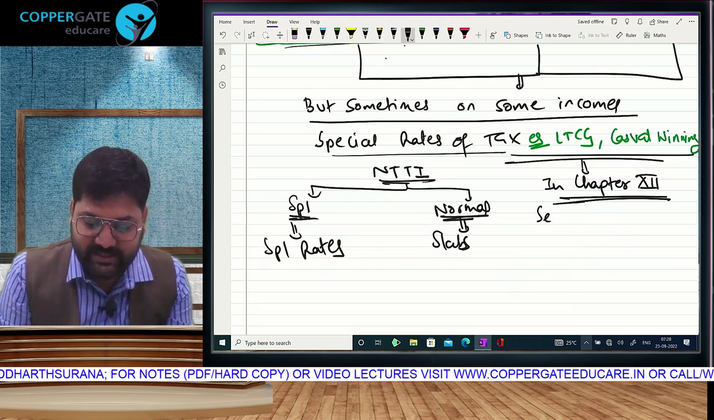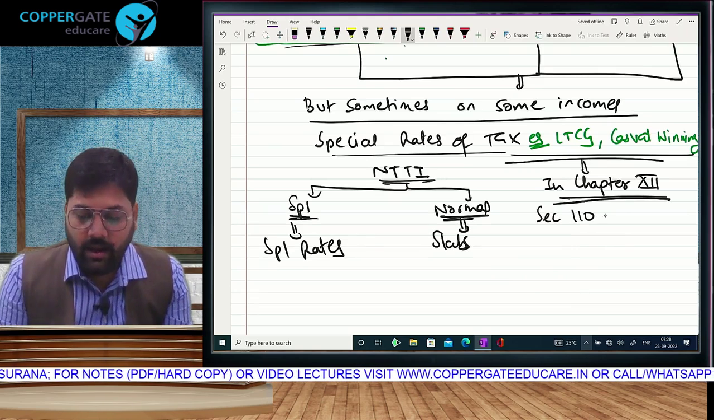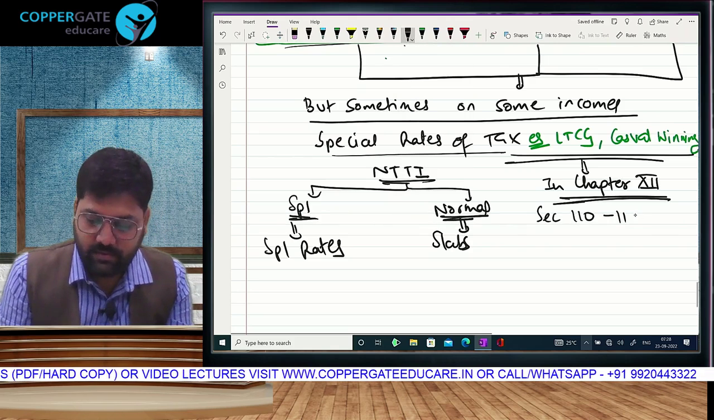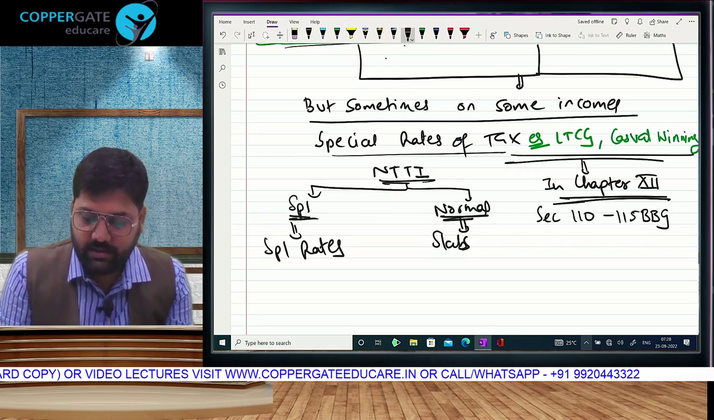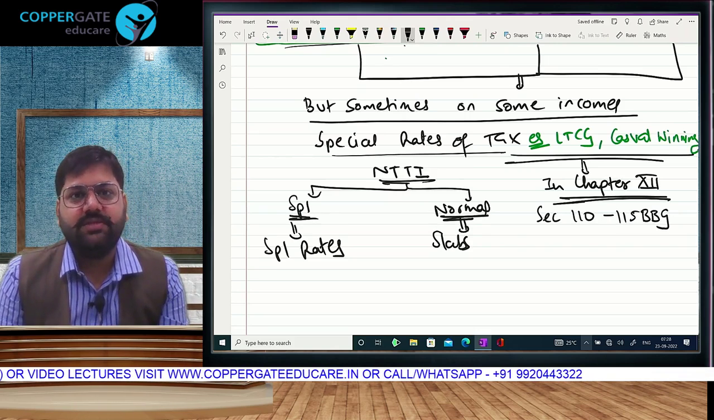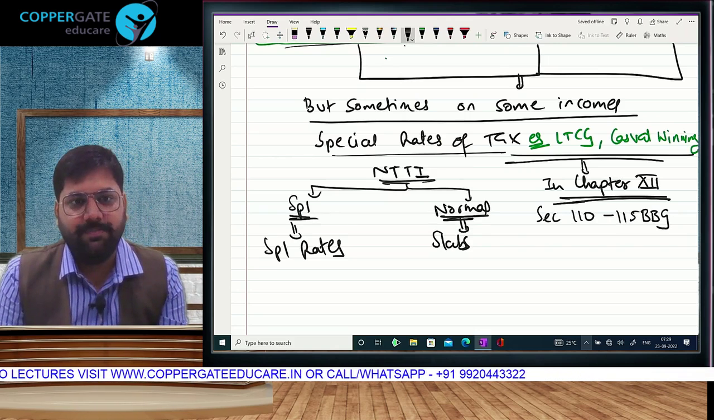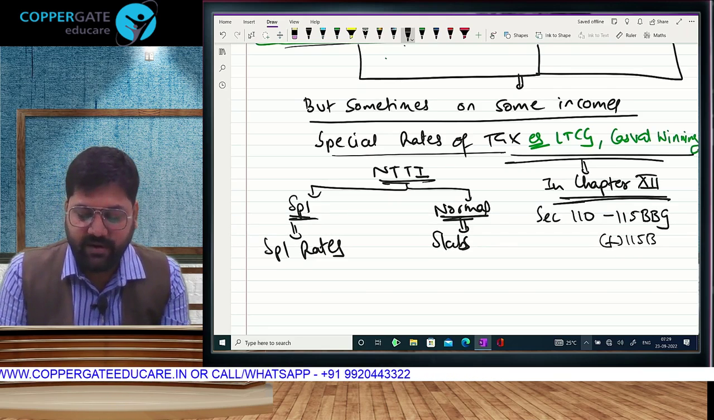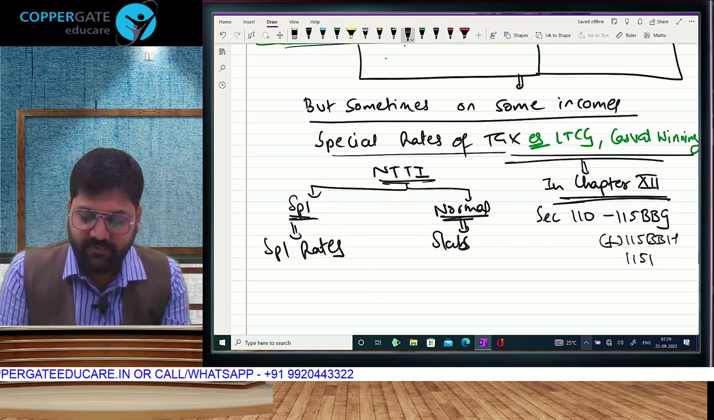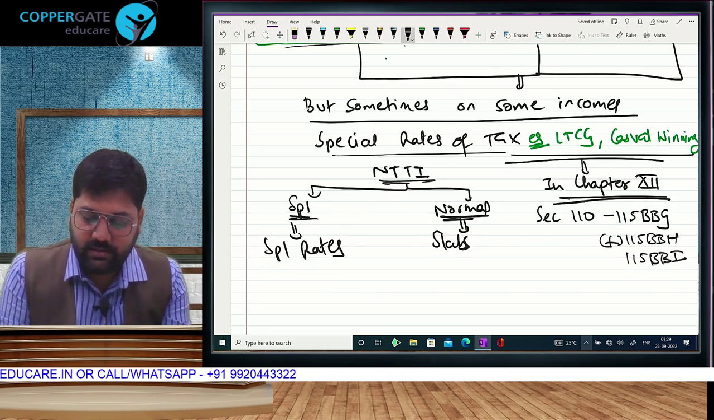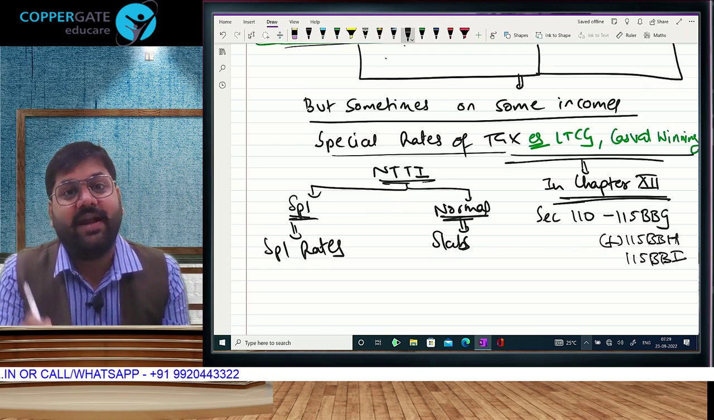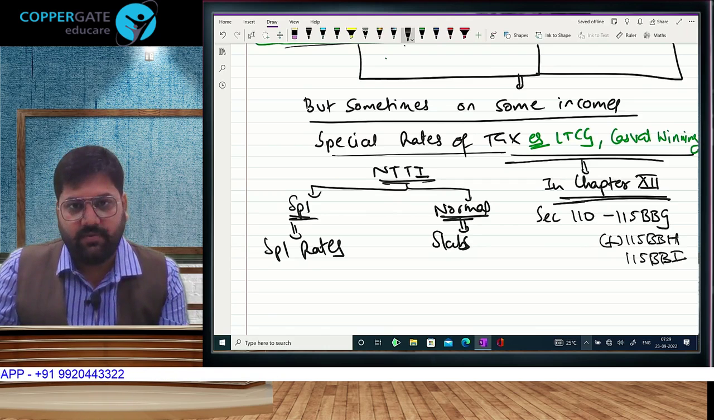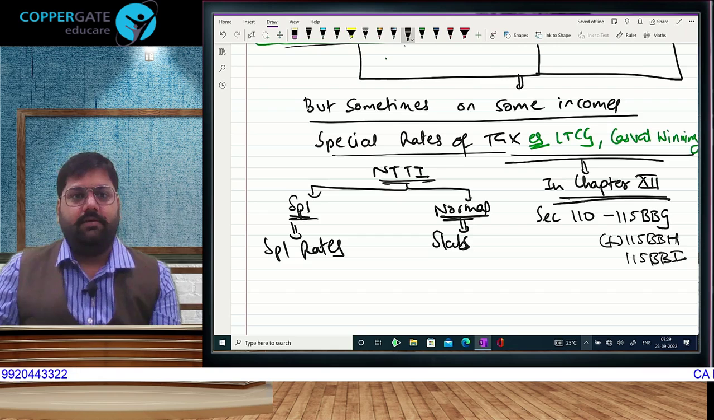It starts at section 110. It goes up to section 115BBG, BUBG, not PUBG, BUBG. And this year there are 2 new sections added, 115BBH, 115BBI. There are 2 amendments. So that way now we can say that chapter 12 will not end at BBG, it will end at BBI. Chapter 12, friends, will end at BBI.